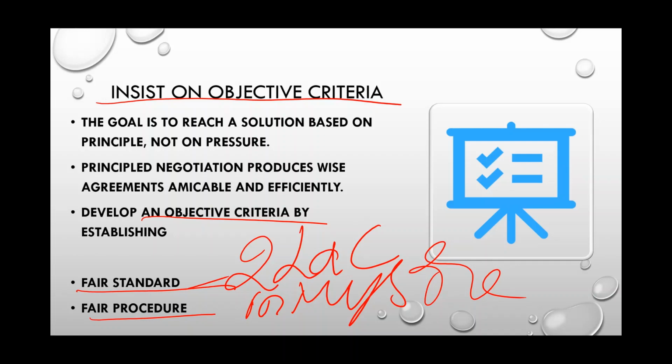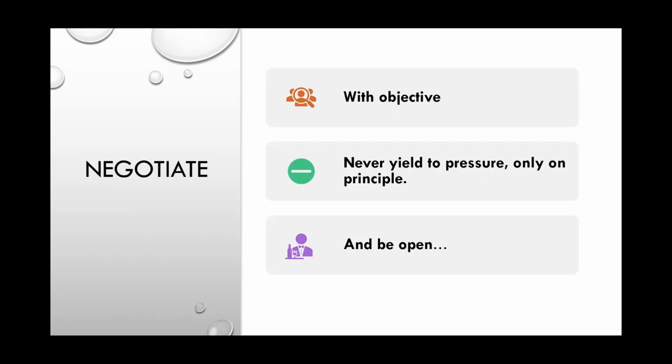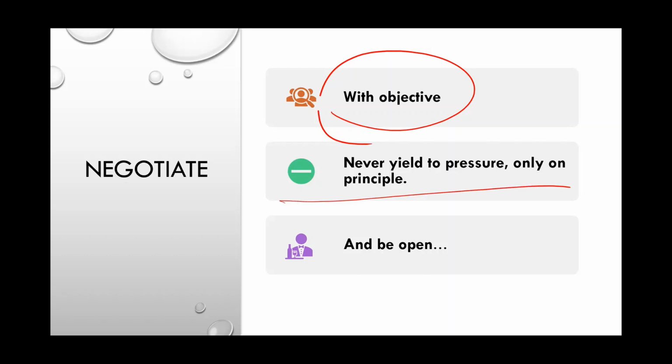So when you go for the negotiation, you should have a clear objective with the established standard and procedure. The second is never yield to pressure, but negotiate on principle only. And lastly, be open. If there is any option available that is better than the present, then you select that. So for that purpose, you should be open.